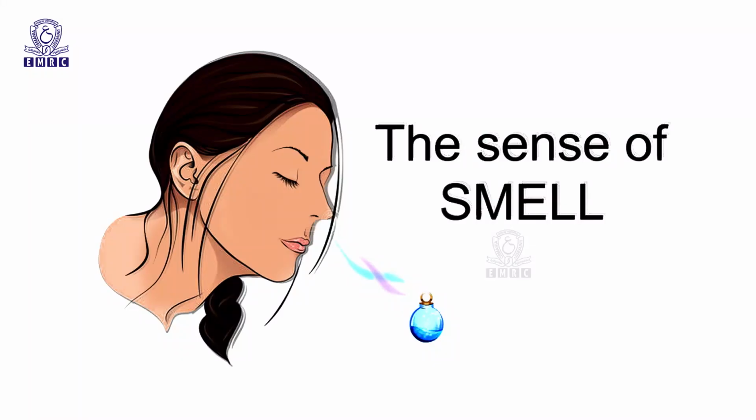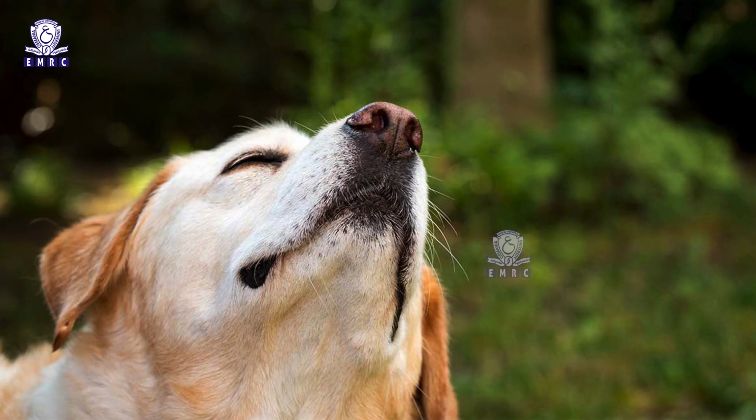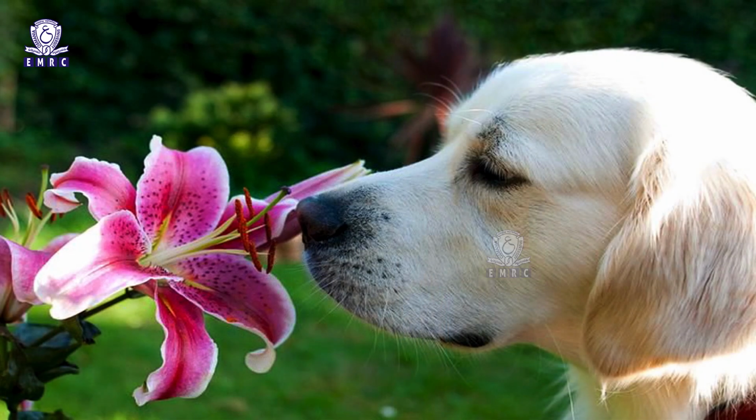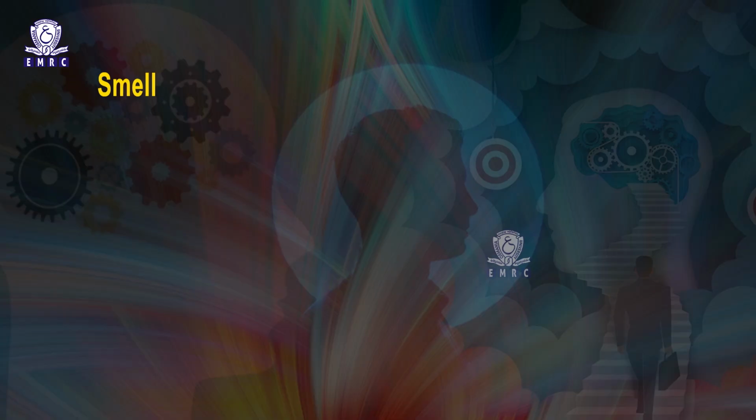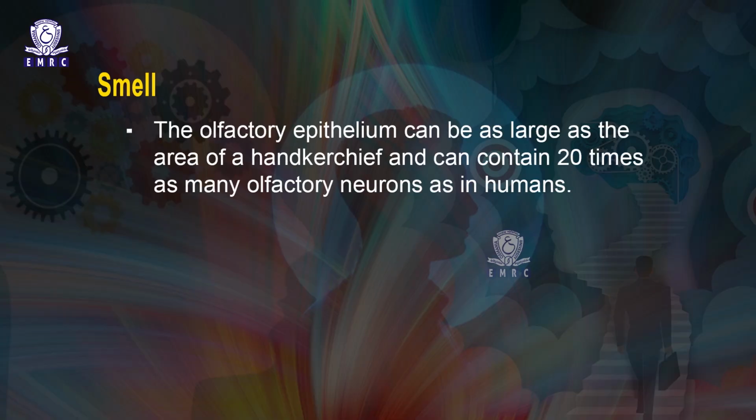The intensity of a smell stimulus, how strong or weak it is, is apparently determined by the number of olfactory neurons firing at the same time. Have you ever wondered why dogs have a keener sense of smell than humans? Not only do many dogs have a long snout, but in some breeds, the olfactory epithelium can be as large as the area of a handkerchief and can contain 20 times as many olfactory neurons as in humans.